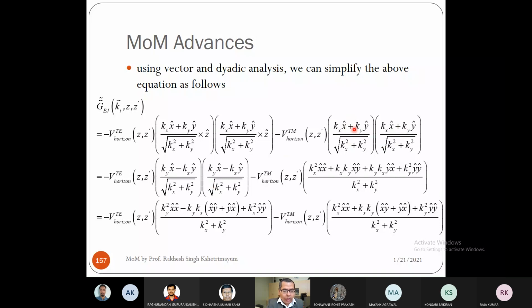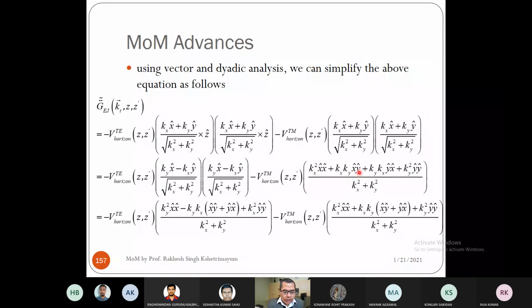Let's see how I do the dyadic analysis. When I multiply this with this, what I get is this vector and this vector. When I multiply it, kx x hat with kx x hat, what do I get? kx square x hat x hat. So I'm just positioning two vectors here. This is just a simple notation where I just juxtapose two vectors. This is a dyad here. Similarly, when I multiply this with ky y hat, what do I get? kx ky x hat y hat.